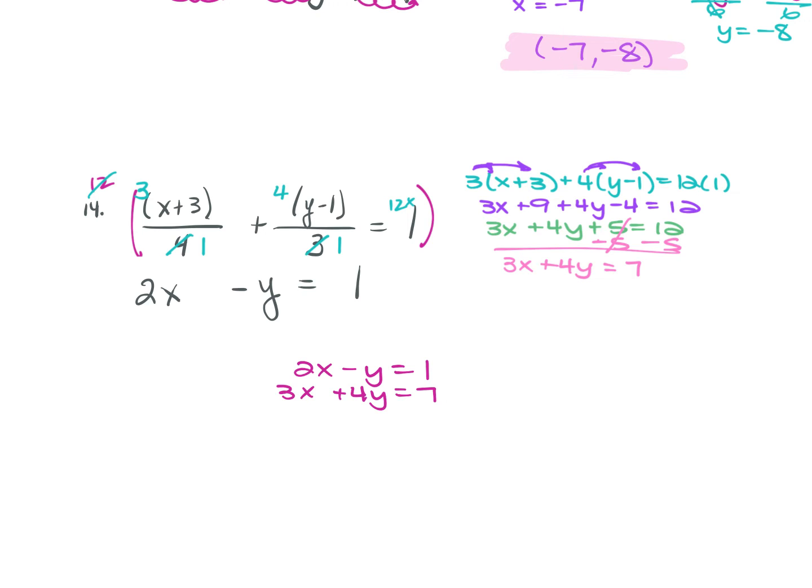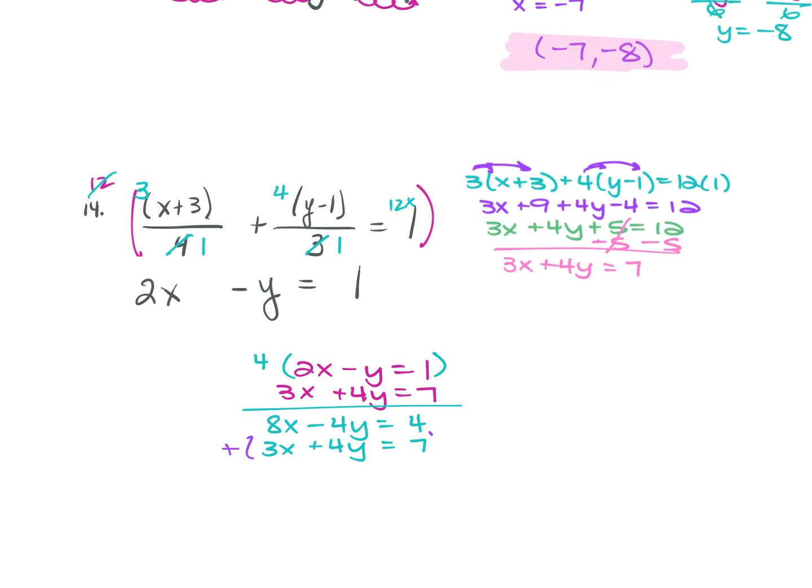Move the y over, then move the 1 over. You would get that y is equal to 2x minus 1. So you'd literally just be plugging in the 2x minus 1 for the y and the 3x plus 4y is equal to 7 and solving. If we did elimination though, the top you would have to multiply by 4. So that's giving you 8x minus 4y is equal to 4, and 3x plus 4y is equal to 7.